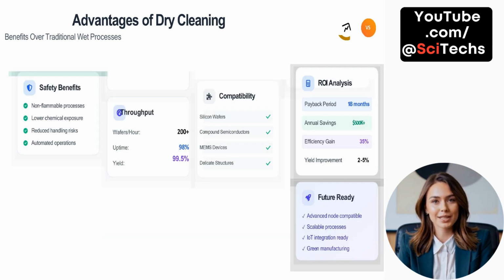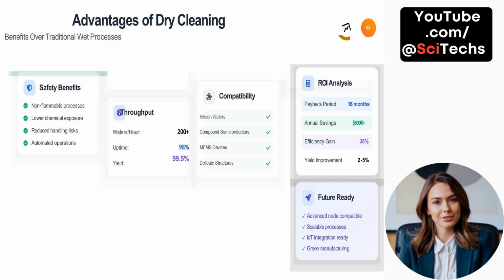Expanded benefits of dry cleaning. Dry cleaning offers numerous safety advantages compared to traditional wet processes. It involves non-flammable chemical reactions, reducing the risk of fire. Operators face lower chemical exposure due to minimized liquid handling, and automation further reduces human intervention, enhancing workplace safety and minimizing handling risks.